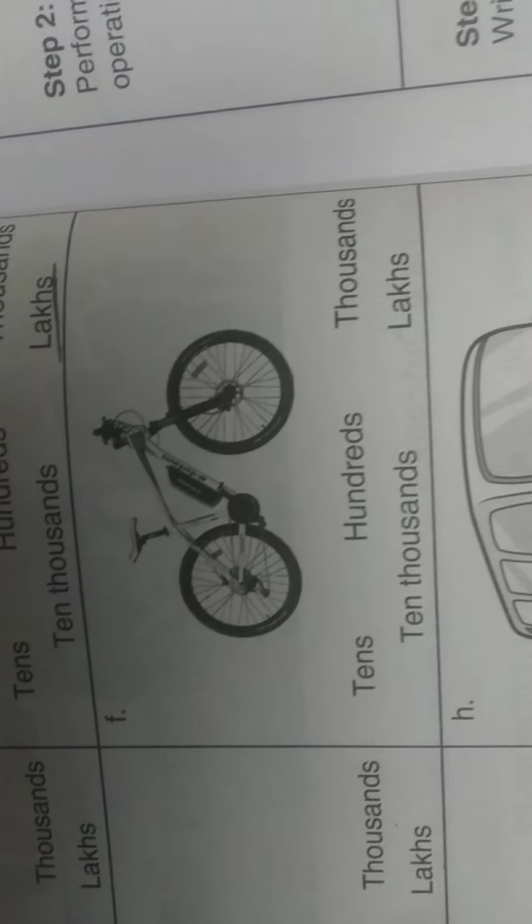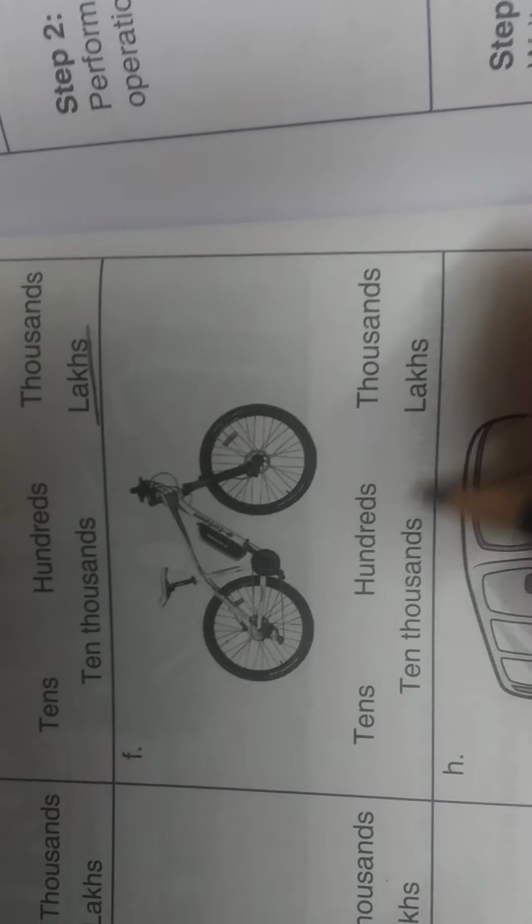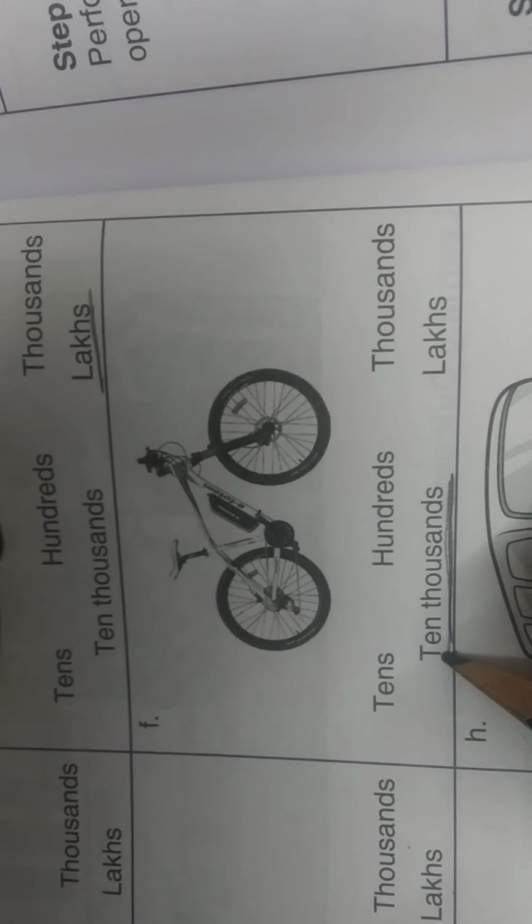This one is a bicycle. So what is the bicycle price? Bicycle will be 10,000. It doesn't come for 1000 either, it comes up to 10,000. Okay.